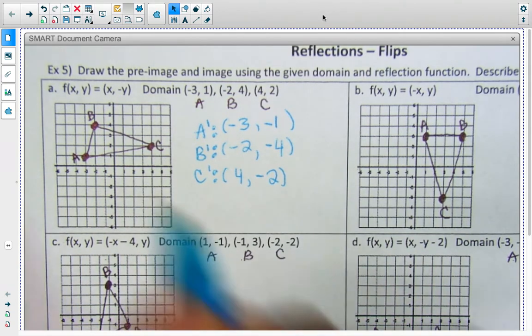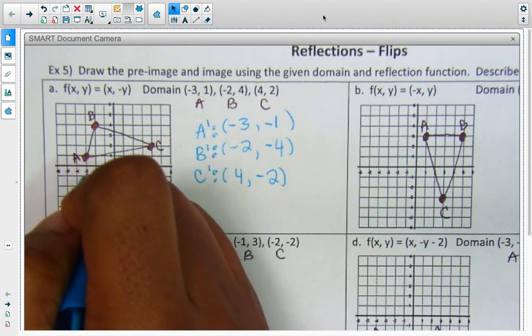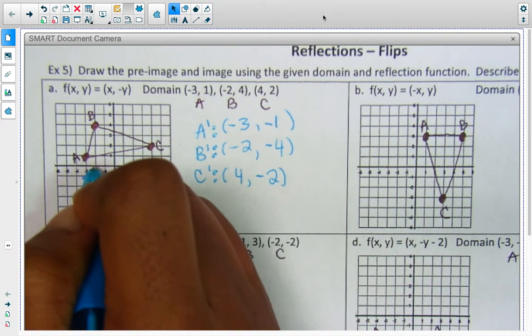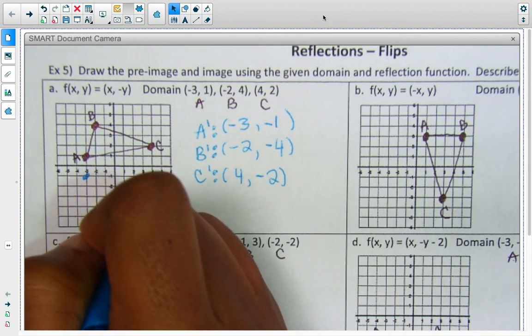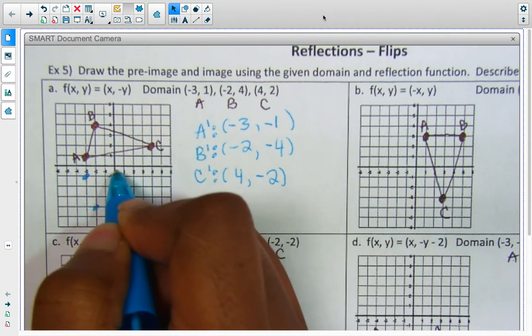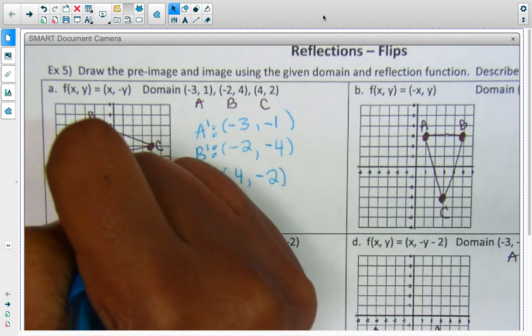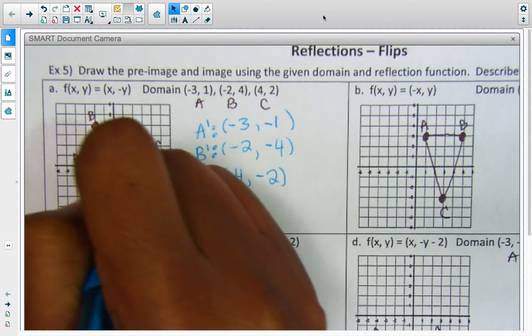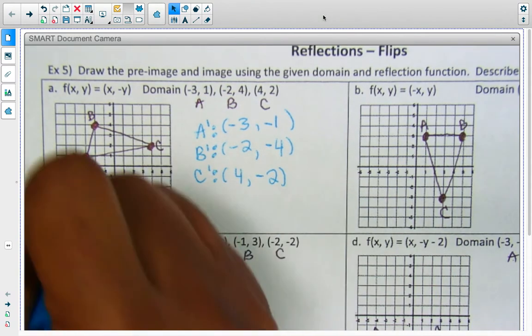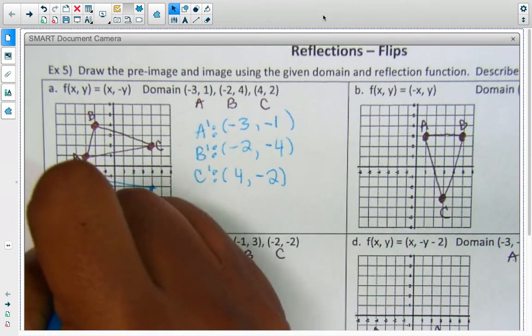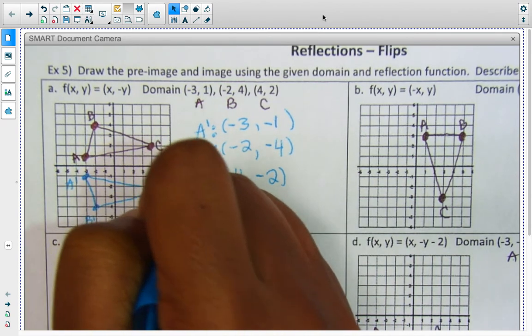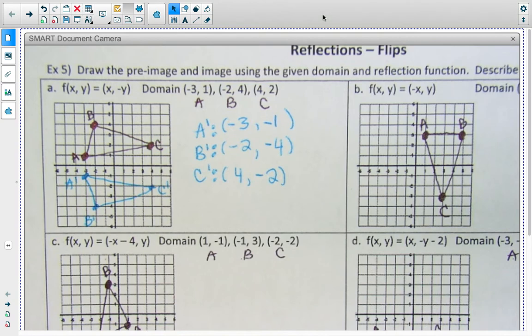So we're going to graph -3 and -1. We're going to graph -2 and -4. And we're going to graph 4, -2. And graph. Boom, boom. And we'll go through and label which point is which. This is A prime, B prime, and C prime. So now we have a visual for what's happened. So our pre-image is in the black and our image is in the light blue color. So now I can kind of see what happens.